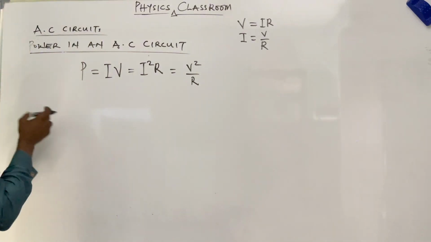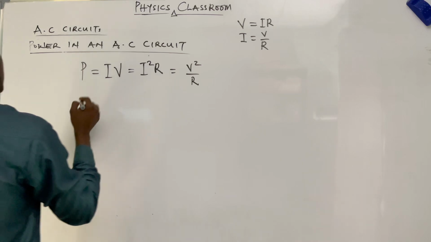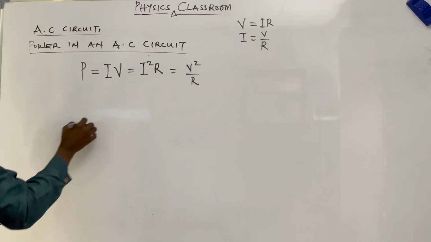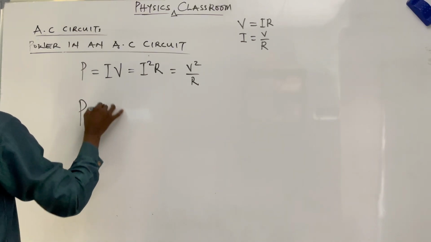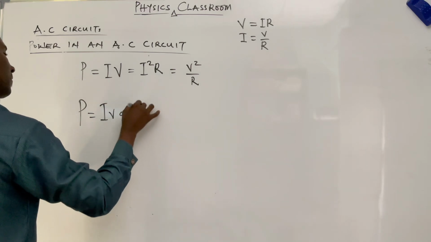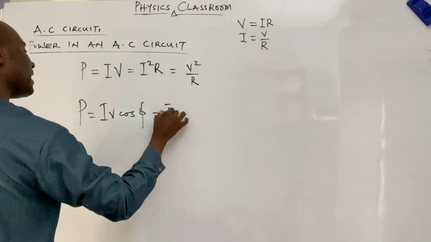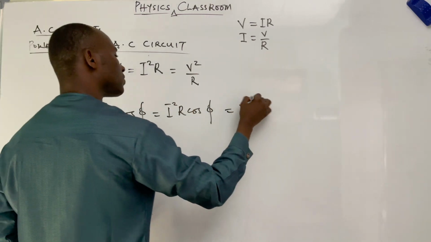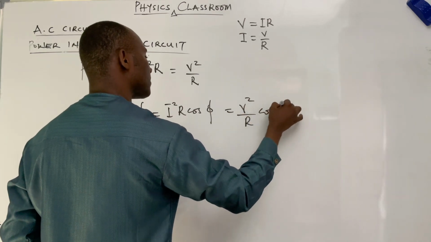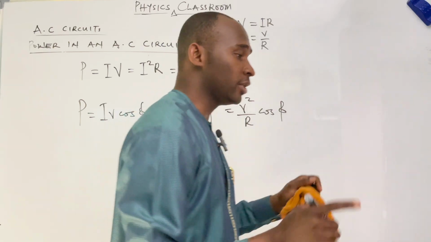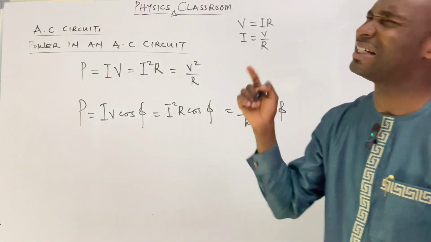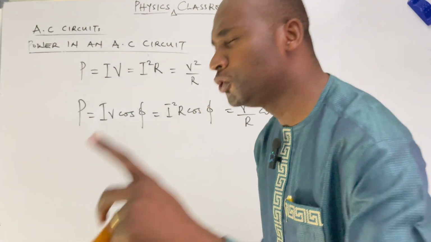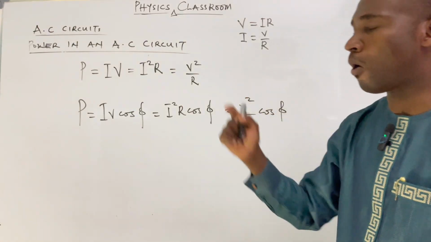So power dissipated in AC circuits can be given as P is equal to IV cos phi, or I squared R cos phi, or V squared over R cos phi. But most importantly, you must know that power is only dissipated in the resistor, not in the capacitor or inductor.